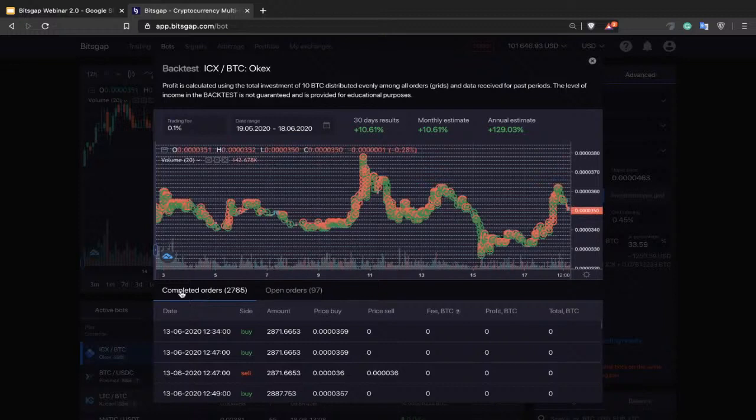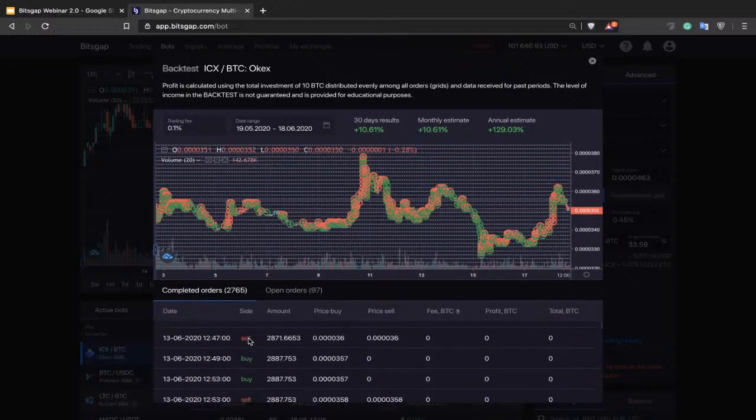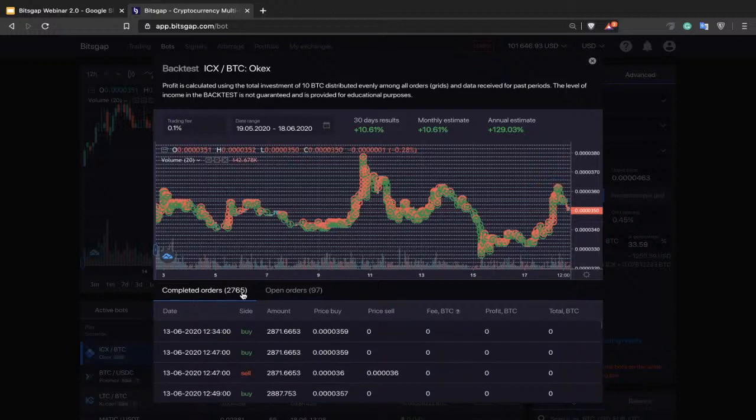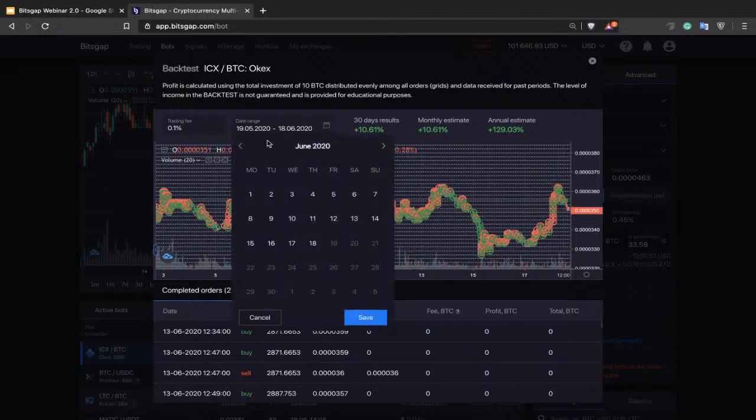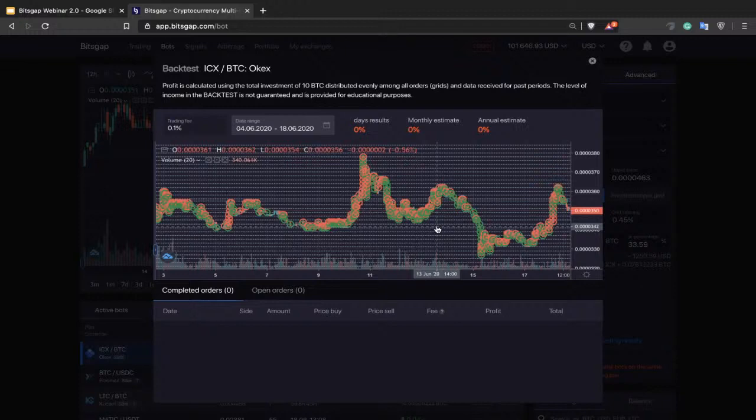And we can see at which price it would sell and buy in the completed orders. If we want to have another date range, let's say we are interested in what would be the profit generated by the bot if we had initiated the bot on the 4th of June until today. Let's see what would be the profit.